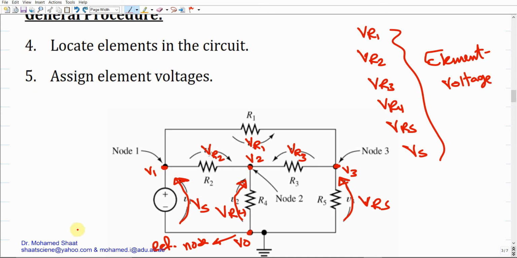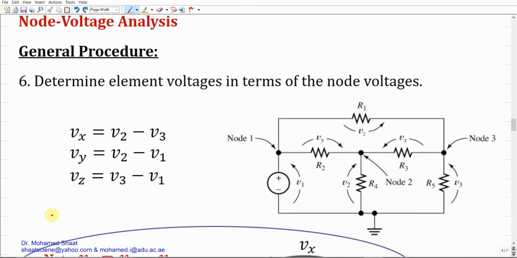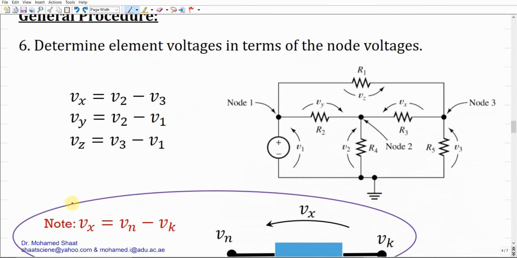So as you can see, we didn't write any equations or do any calculation. The key idea is just to set up the node voltages, the element nodes, locate the nodes, locate the elements. This is for the first 5 steps, very simple. As for the next step, step 6, which is very important, is to determine the element voltage in terms of the node voltage.